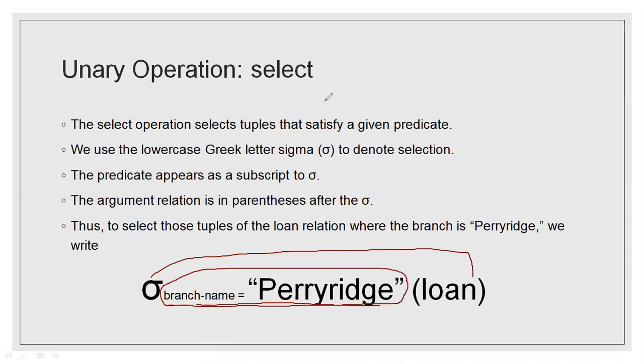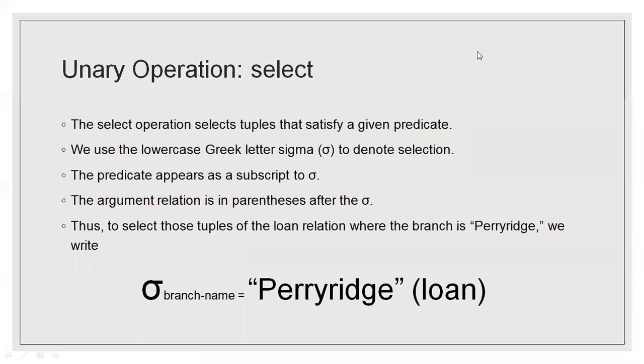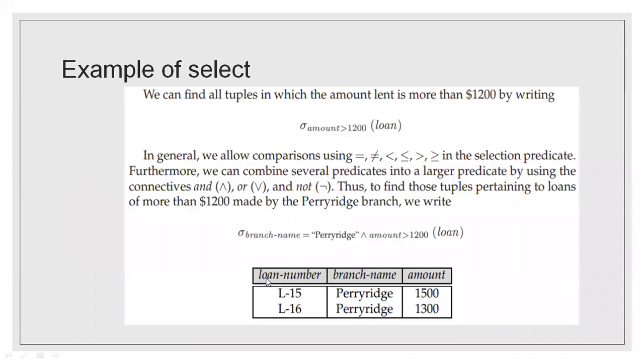What this unary operation is doing is just giving the list of tuples which have branch name Perryridge from the table named loan. I repeat, keep this point in mind, the font size of Perryridge must be equal to the branch name size. So this is the unary operation select. Simply, it is used to select some tuples from a particular table depending on some predicate. We will see an example for this.